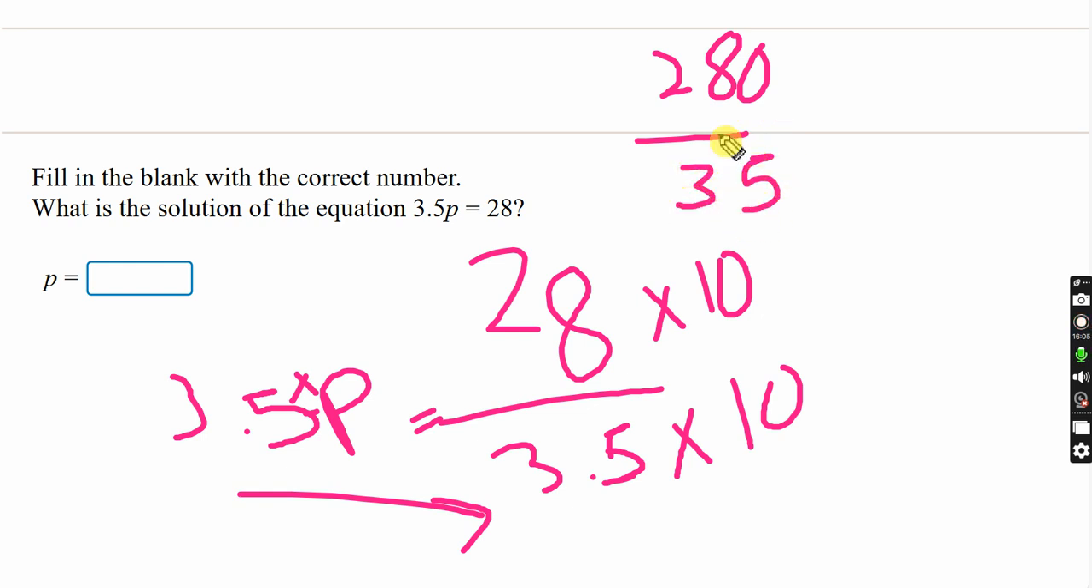Then what do you do? You divide by 7. So it will be divide by 7 here as well. So it will be 28 divided by 7, so 280 is just 4. 4 times 7 is 28. And then 35 divided by 7 is 5. So again, 40 divided by 5 is 8. So you get 8 here again. Okay, let's go to the next one.